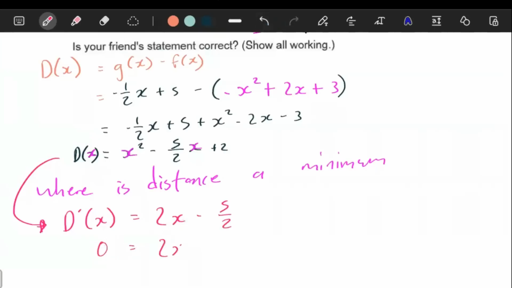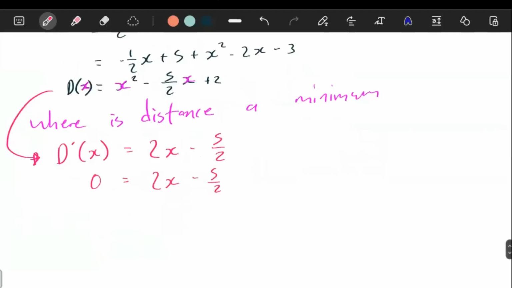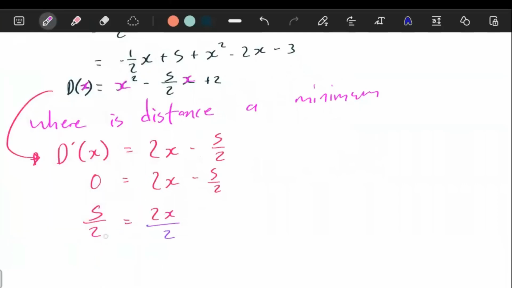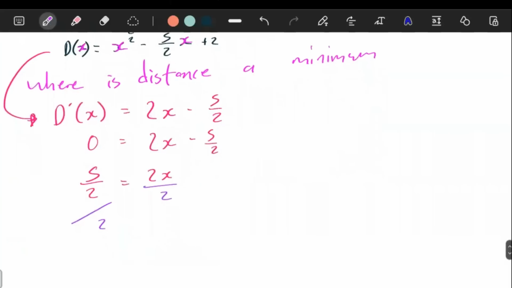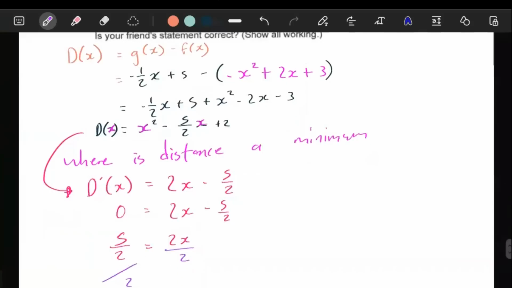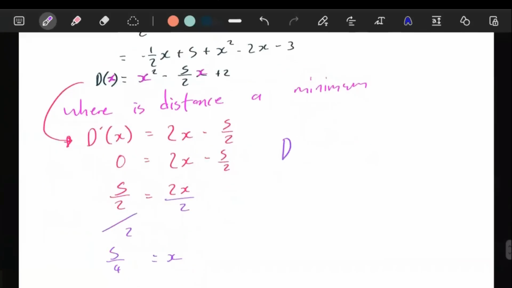This is going to be 2x minus this. The 5/2 goes to the other side, and then you have to divide both sides by 2. So the value of x is going to be 5/4, like that. And that's the way we like it. So now you know that your x value is at 5/4. All you do is, in the distance formula, you put 5/4 and show that your distance there is going to be 0.4, as we have stated.